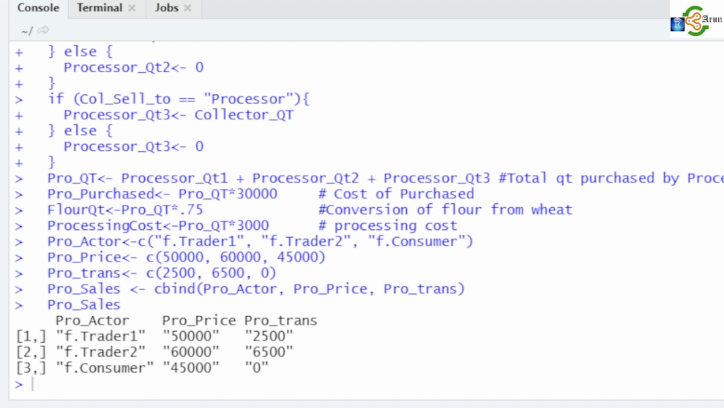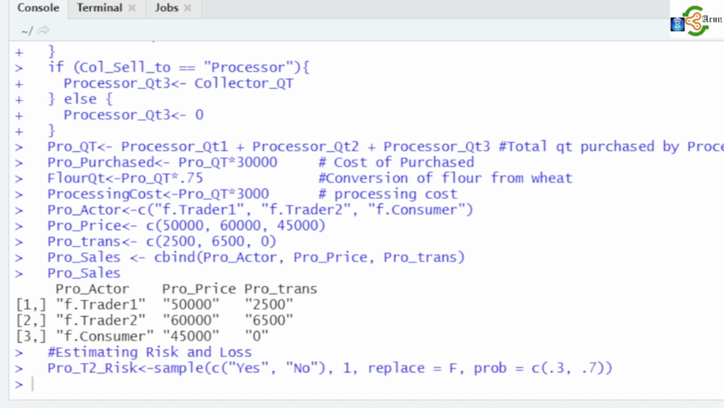And if the consumer opts to buy from the processor itself, then the processor will offer 45,000 rupees per metric ton price for the flour. And since the consumer is coming to the processing unit, there is no transportation cost for the processor. Again, if the processor opts for trader 2, there is the same condition of the risks associated. So we have simulated the risk factor here.